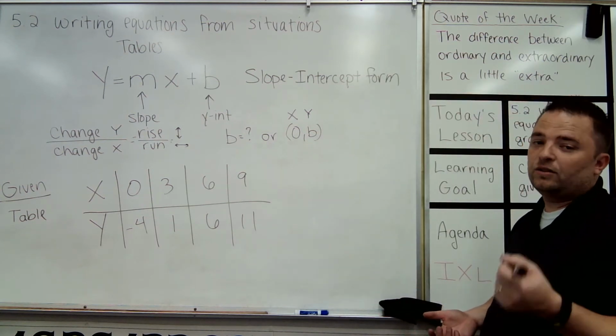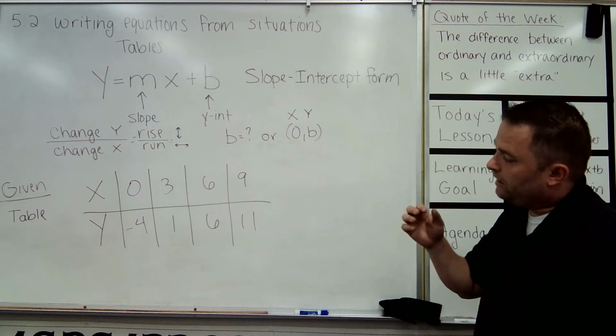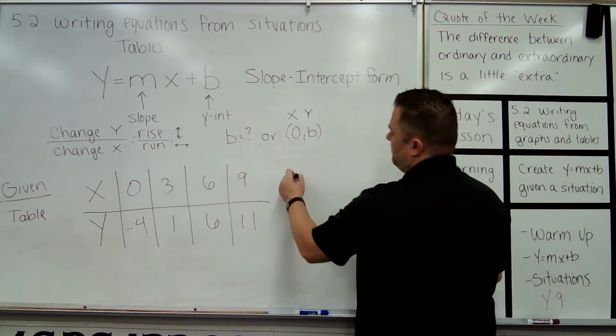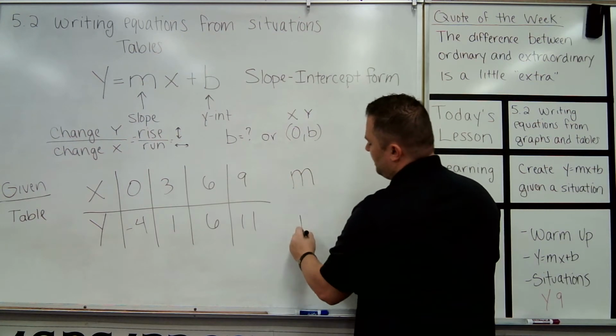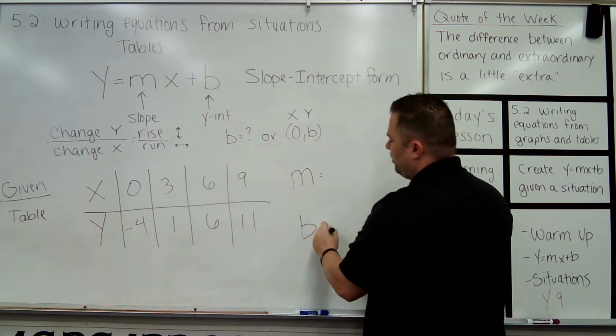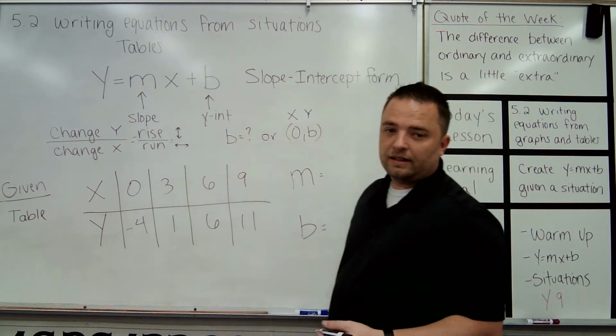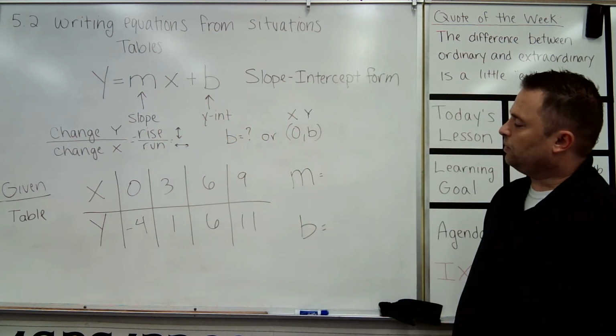Kudos if you did. Once again, we need two pieces of information. Two. We need the m and we need the b. If we know the slope and we know the y-intercept, then we know all there is to know about this line. But how do we find that in the table?